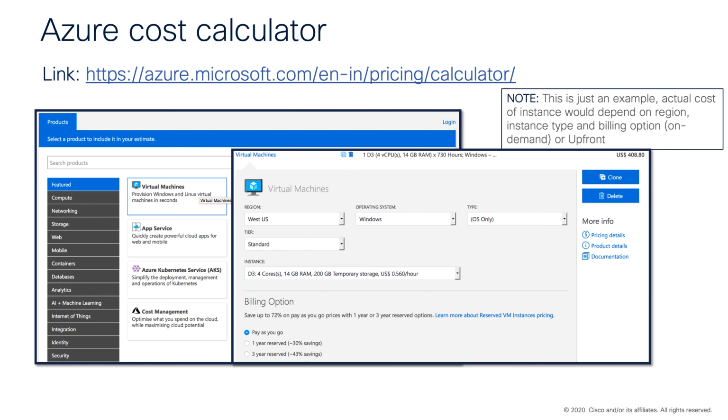And here is the option for the Microsoft Azure platform as well. So again, use the link here at the top, and then you can get indicative pricing based on the instances and the types that you want to deploy.